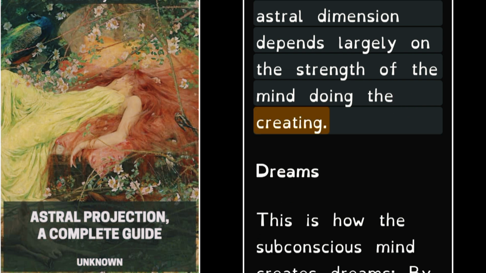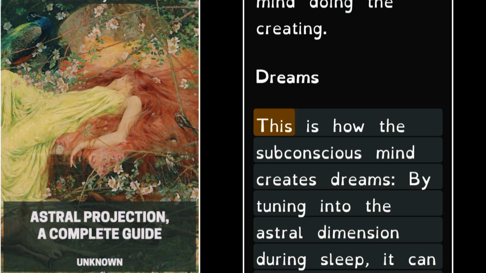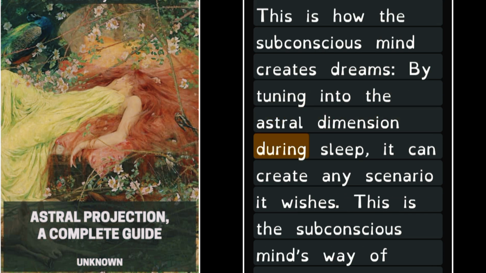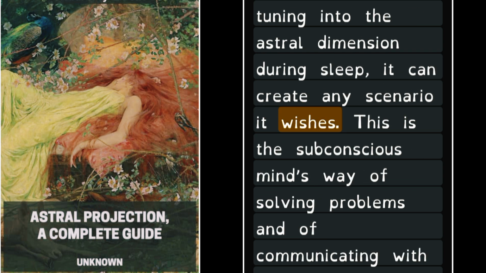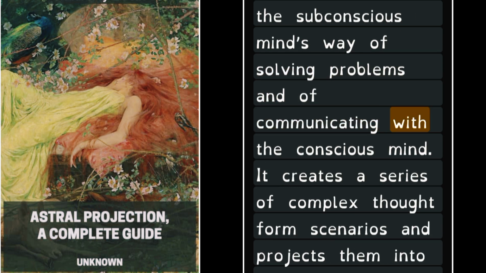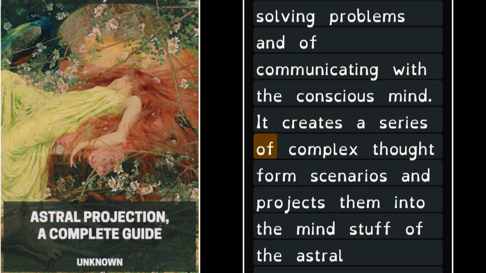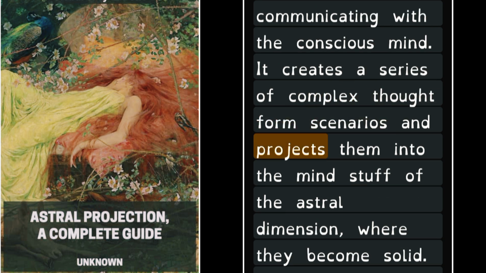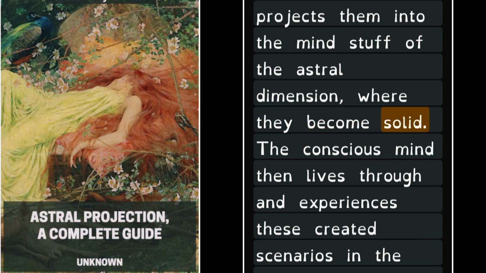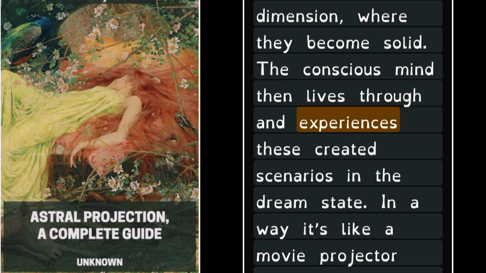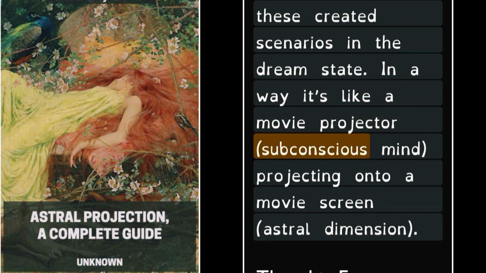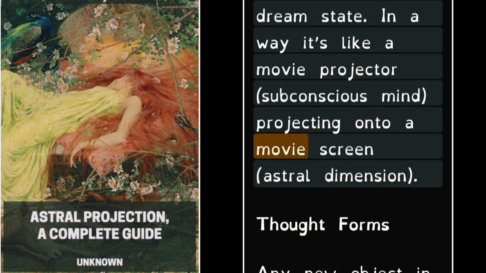Dreams. This is how the subconscious mind creates dreams. By tuning into the astral dimension during sleep, it can create any scenario it wishes. This is the subconscious mind's way of solving problems and of communicating with the conscious mind. It creates a series of complex thought forms, scenarios, and projects them into the mind stuff of the astral dimension where they become solid. The conscious mind then lives through and experiences these created scenarios in the dream state. In a way, it's like a movie projector, the subconscious mind, projecting onto a movie screen, the astral dimension.